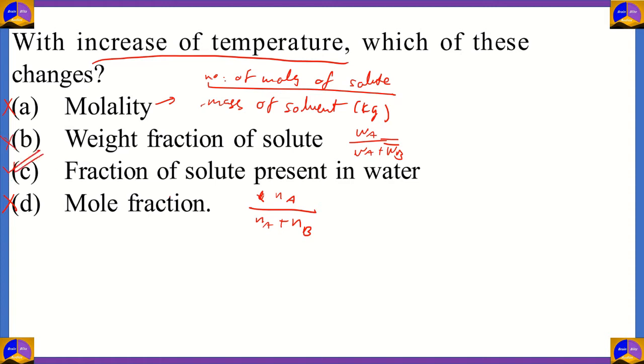The right answer is option C, fraction of solute present in water. Now this quantity is dependent on volume, and when you have an increase in temperature, there will also be an increase in volume. So therefore, the fraction of the solute varies as well. So therefore, option C is the correct option.